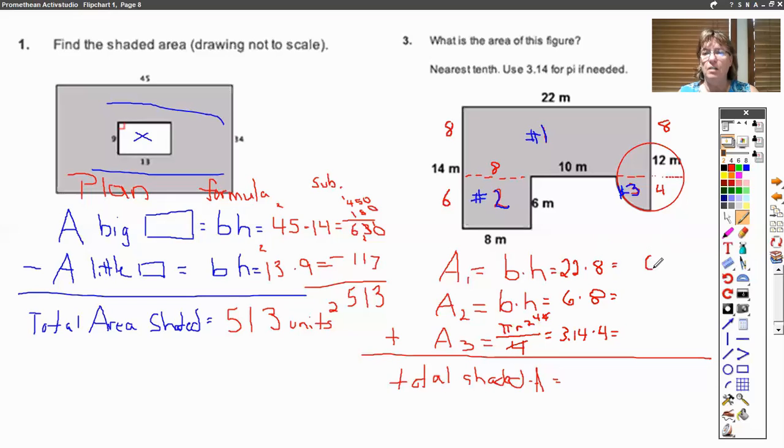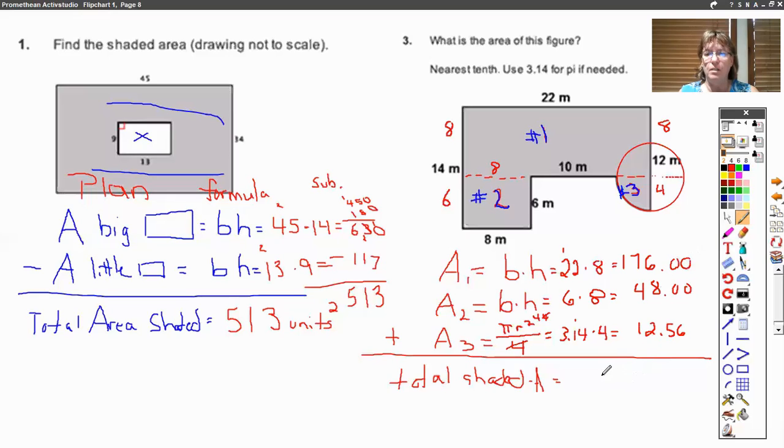8 times 2 is 16. Carry the 1. 8 times 2 is 16, plus 1 is 17. 6 times 8 is 48. And then 4 times 4 is 16. Carry the 1. And 4 plus 1 is 5. And I know I'm going to move my decimal 2 places. And 4 times 3 is 12. So then I'll place a decimal and placeholders here so I can add.